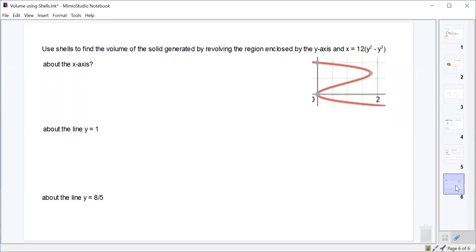Why couldn't I use a washer? If I were to take this region right here, and I want to revolve it around the x-axis, I'm going to get something down here that looks like that-ish, below the x-axis. And if I were to slice that, I would have to slice it vertically, which would mean it would have to be done in terms of x. Everybody agree with that?